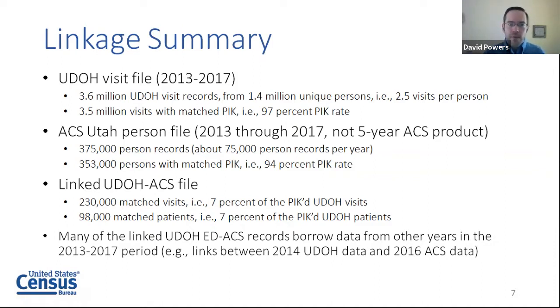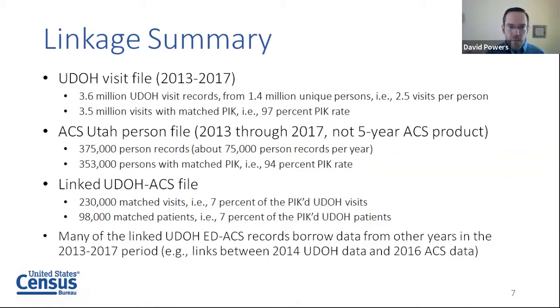We get 375,000 person records, which is about 75,000 person records per year. And we're able to match approximately 353,000 person records at pretty much a 94% pick rate. Again, a high rate of matching, finding a unique identifier for the data.